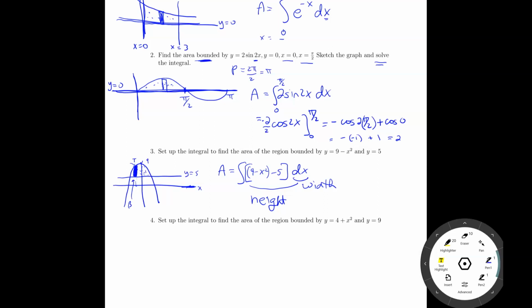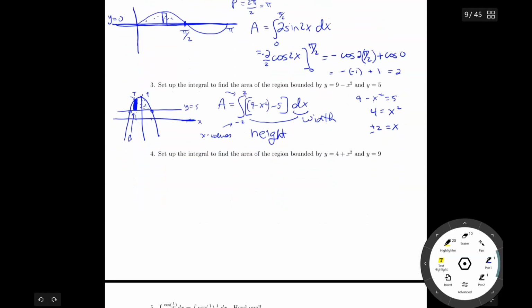Now where am I going to start and end building the rectangles? These must be x values. I need to find out where these graphs intersect, and you know how to do that. 9 minus x squared is equal to 5. Let's bring this 5 over here, so 4 is equal to x squared. So plus or minus 2 are the x values on the x-axis. From negative 2 to positive 2 is where I'm going to build the rectangles to find that area bounded.